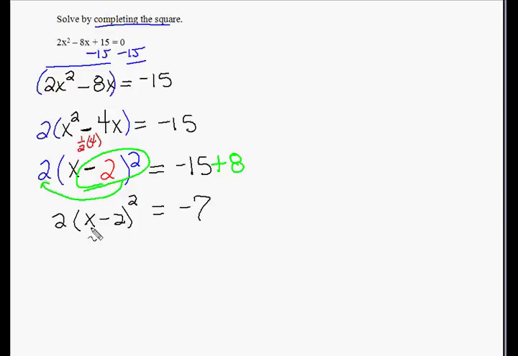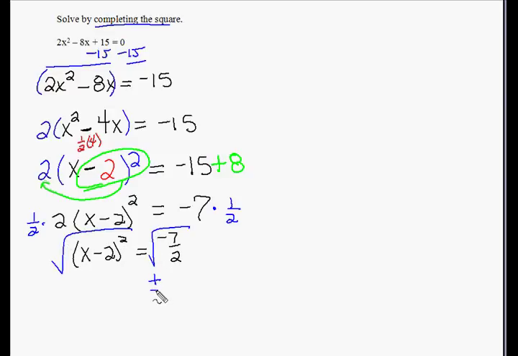So now I'm ready to solve for x, to get x alone. I need to get rid of the furthest thing first. And the furthest thing is not the exponent, but it is this coefficient. So to get rid of this 2 that's being multiplied to the problem, I can multiply by 1/2 on both sides of the equation. We now have x minus 2, the quantity squared, is equal to negative 7/2. The furthest thing from x now is the exponent, so I take the square root of both sides.